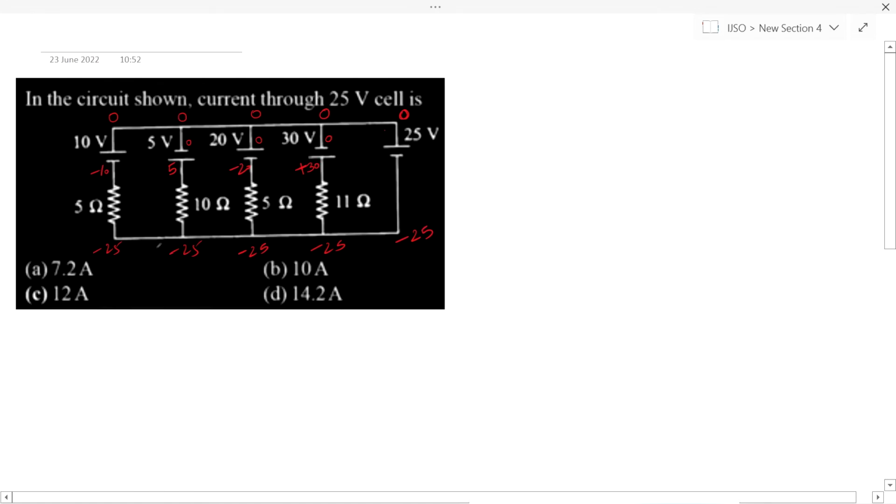Correct, this will be 0. Total potential difference: higher potential is at 0, then lower potential will be minus 25.